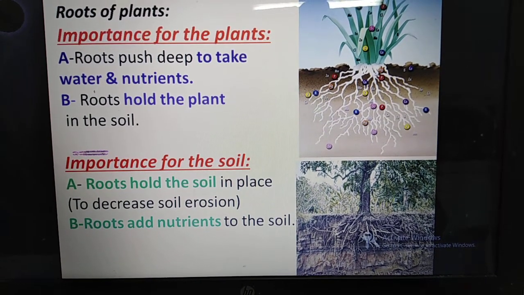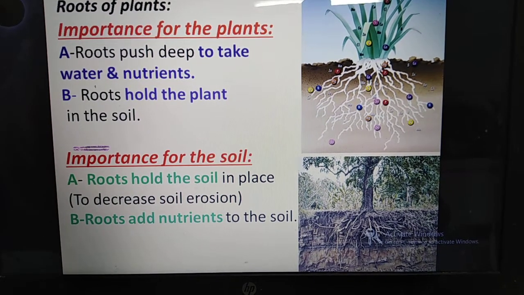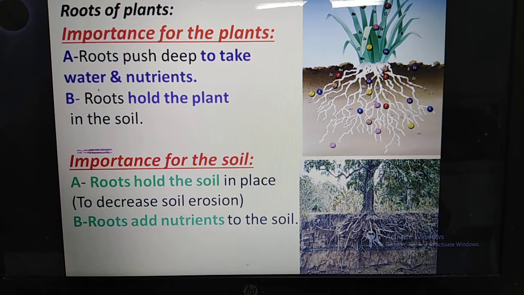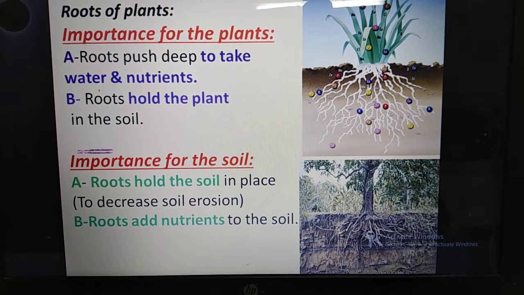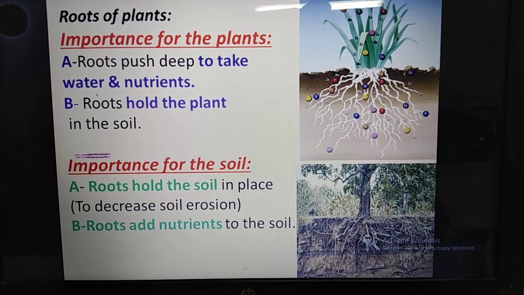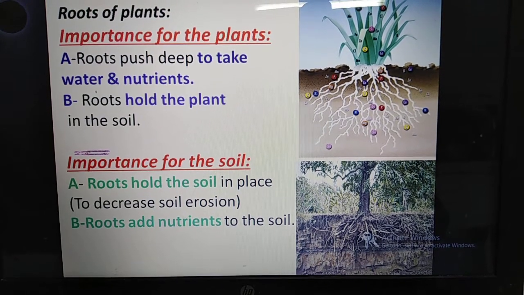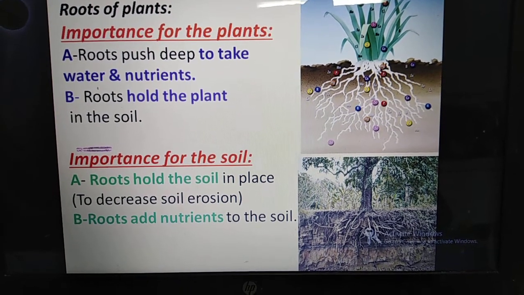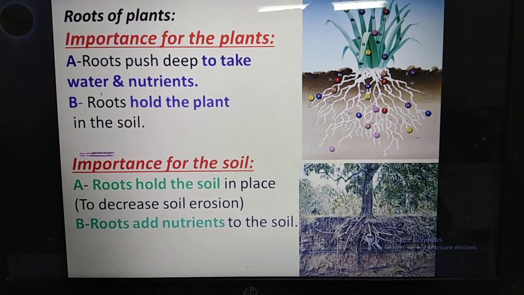Okay, what about the importance of plant roots for the soil? Number 1, roots hold the soil in place and prevent soil erosion from happening quickly. Number 2, roots add nutrients to the soil. When the plant dies, it becomes humus. And we said that humus adds nutrients to the soil.